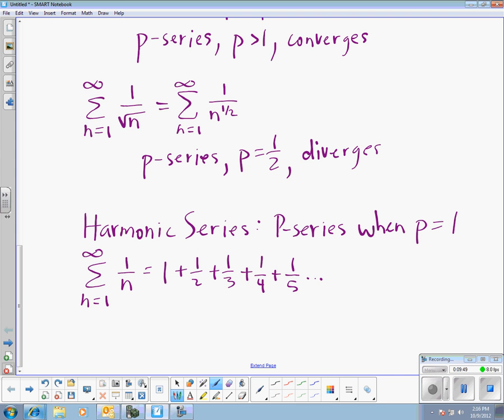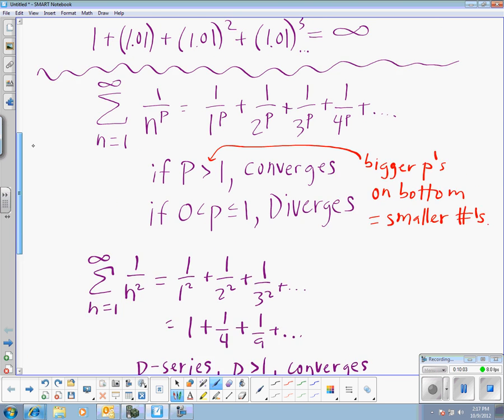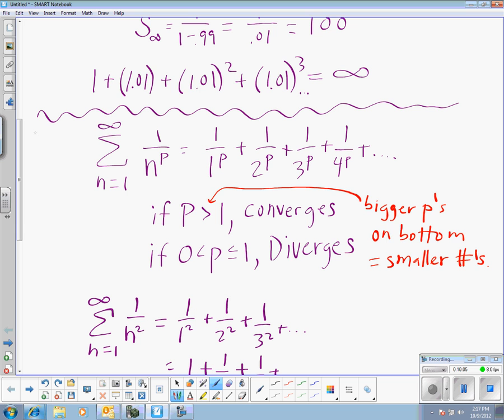So update your Venn diagram. I'm not going to pull it up right now, but pull up your Venn diagram from the first day of 8.2 and add a p-series for p greater than 1 to the converges side, and a p-series with p between 0 and 1, including 1, onto the diverge side.